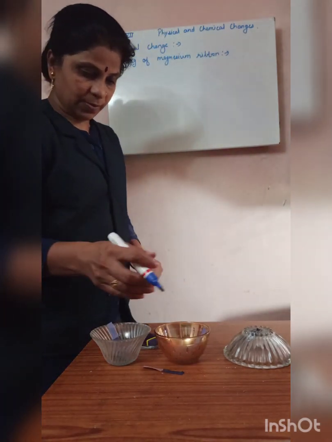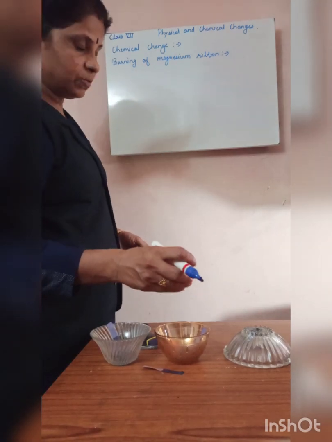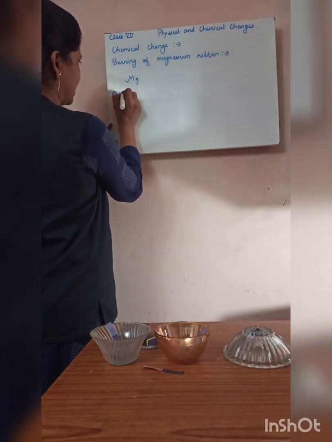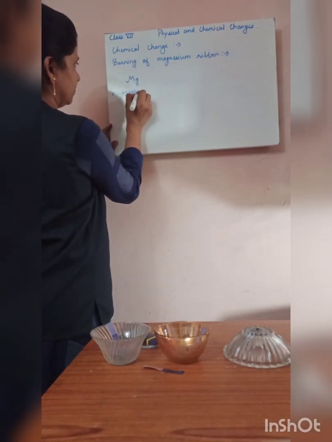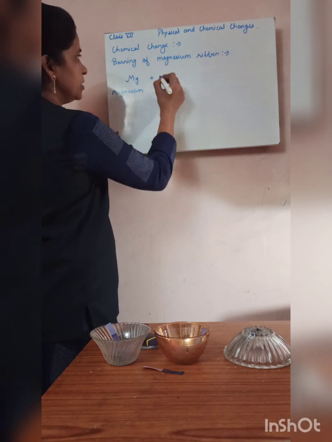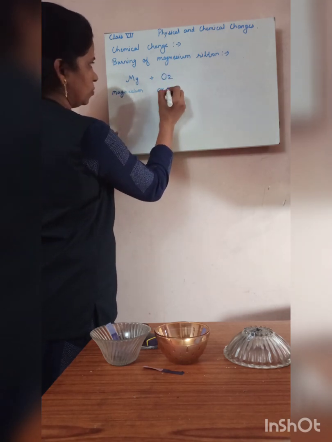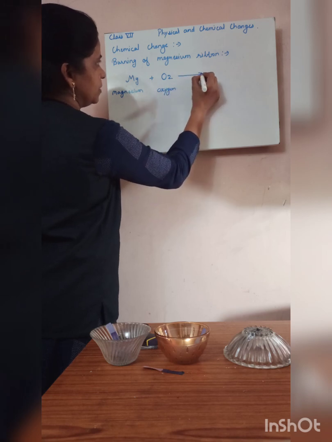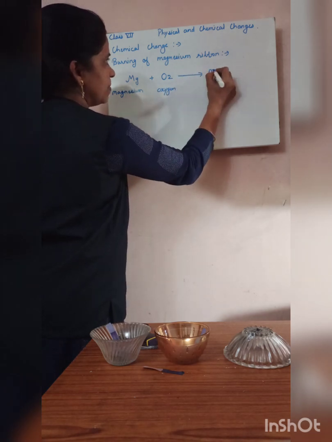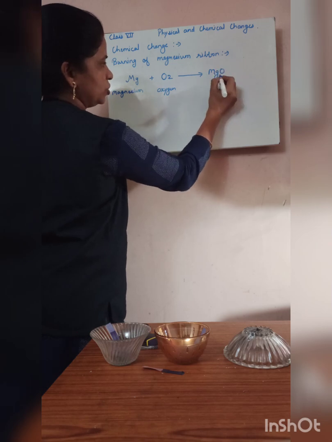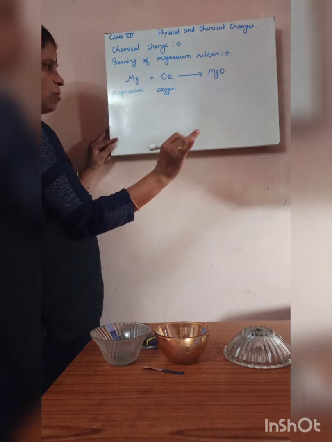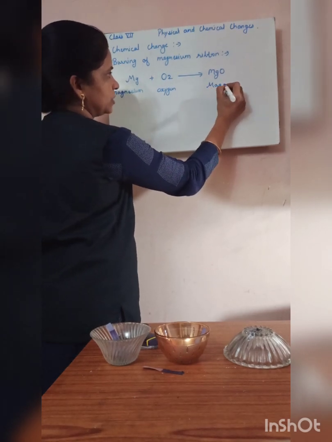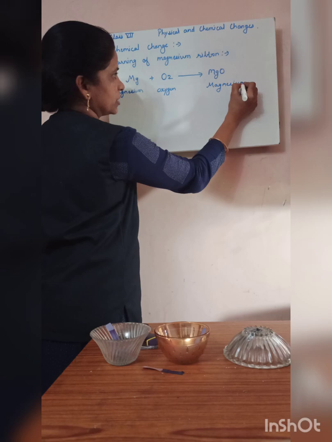Children, this magnesium ribbon is Mg. Magnesium is Mg. Okay, let me write here magnesium. Magnesium when burnt in the presence of oxygen, O2, gives magnesium oxide, MgO. Okay, here we are not going to study balancing and all, that we'll study later. So here it is magnesium oxide.